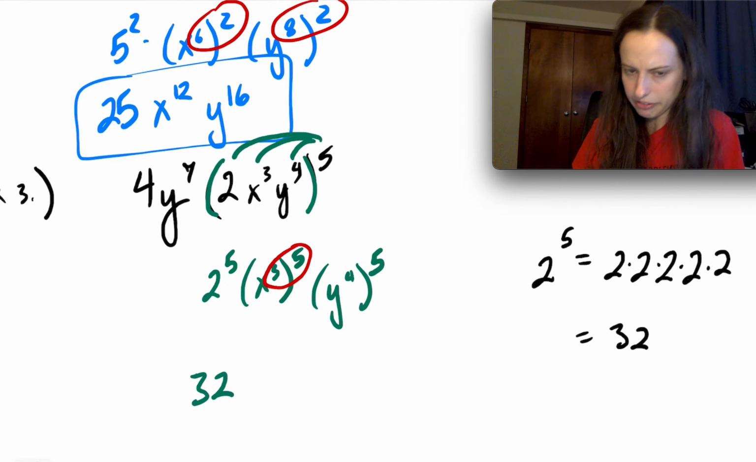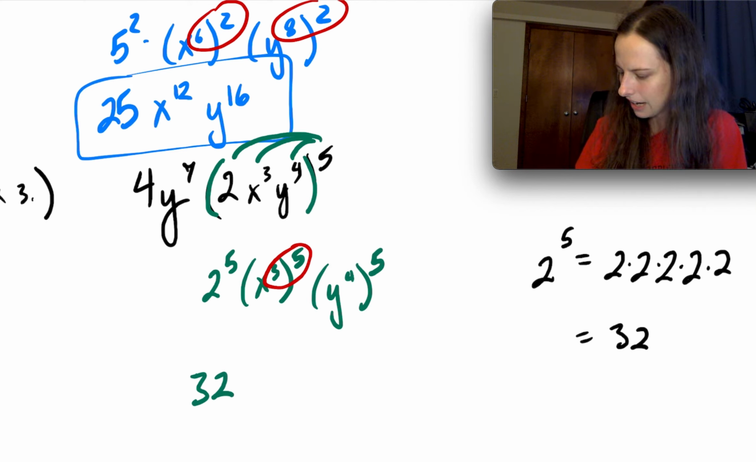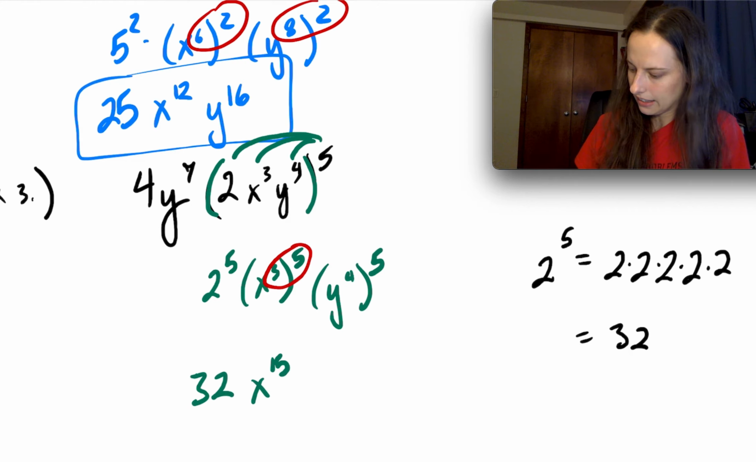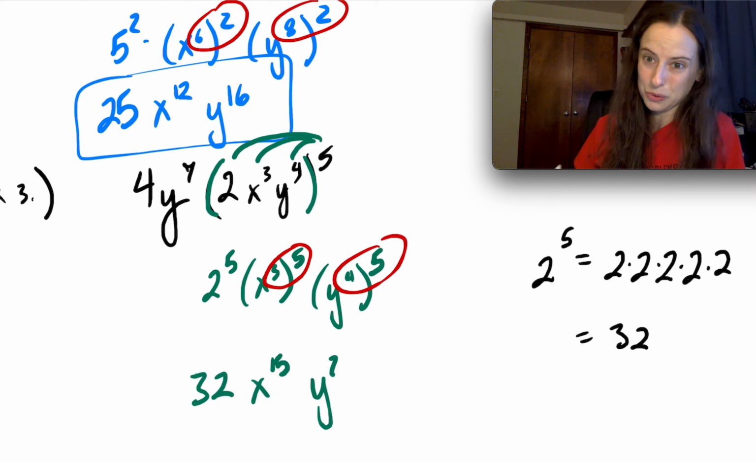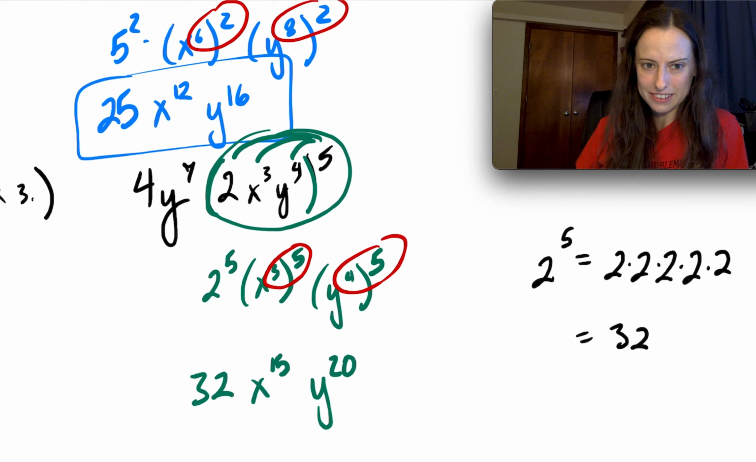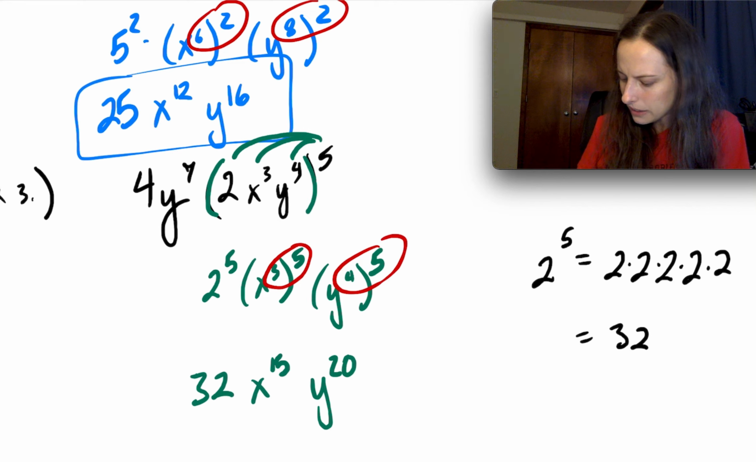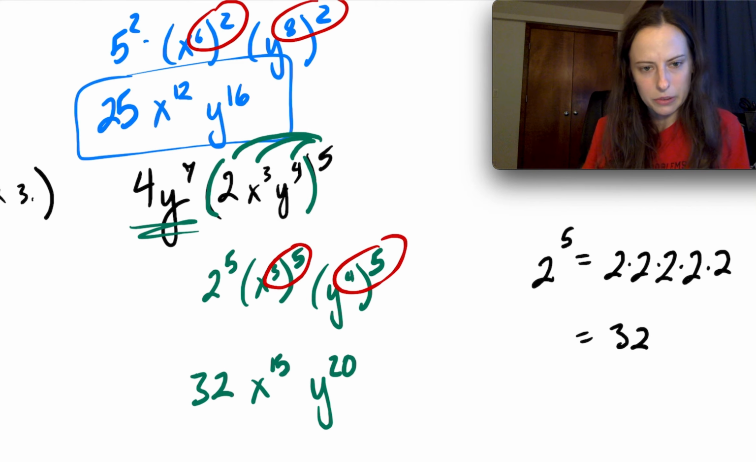X to the 3rd to the 5th. Once again, we are multiplying those exponents. 3 times 5 is 15. So that's x to the 15. And then again, 4 times 5 is 20. So that's y to the 20. But now that we've simplified everything inside these parentheses and we dealt with that higher power of 5, now we can also multiply by this stuff that was out in front.